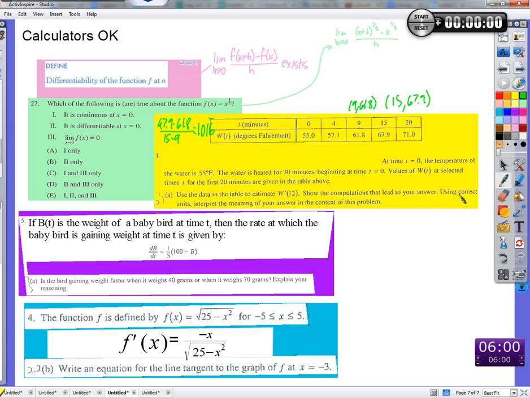Using correct units. What are the units of this slope? Minutes and degrees. Degrees. What's that? Degrees per minute. Degrees Fahrenheit per minute.